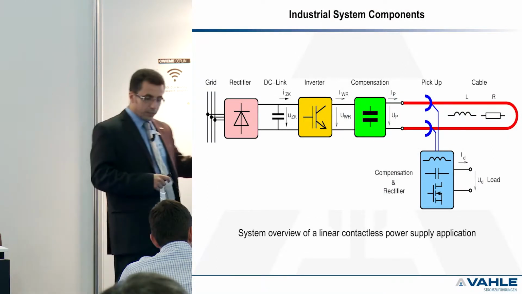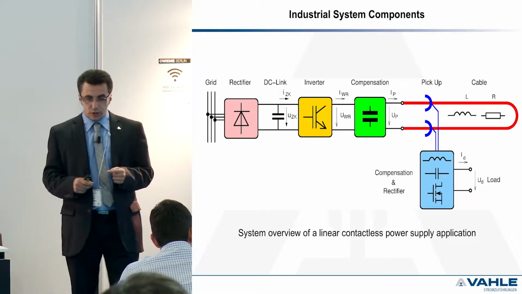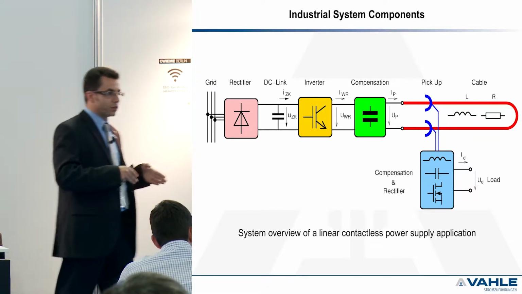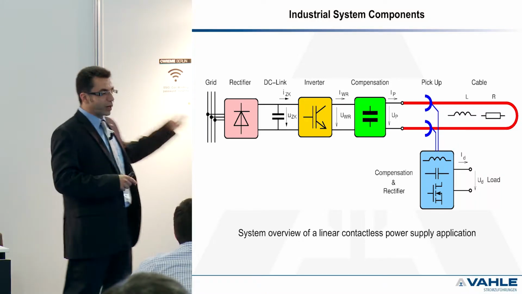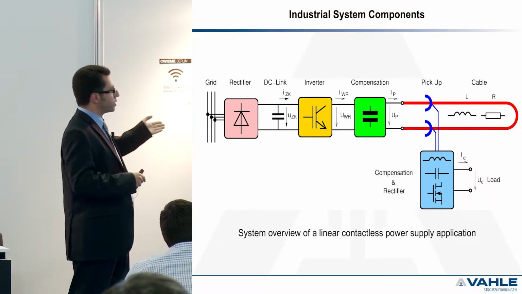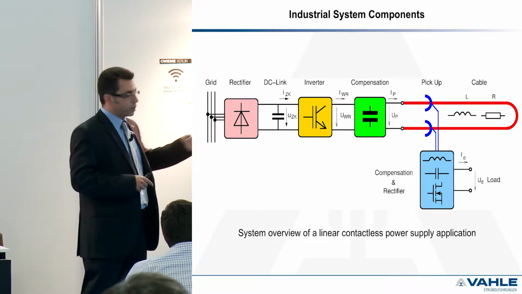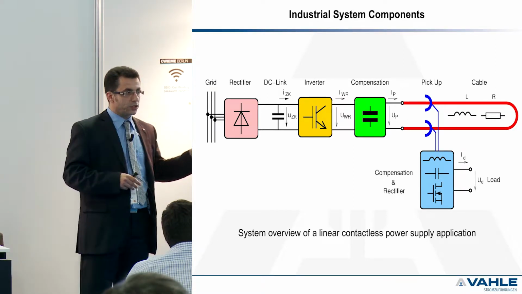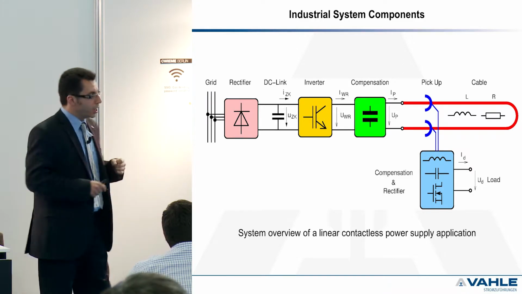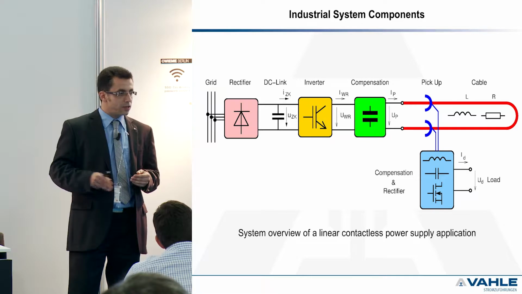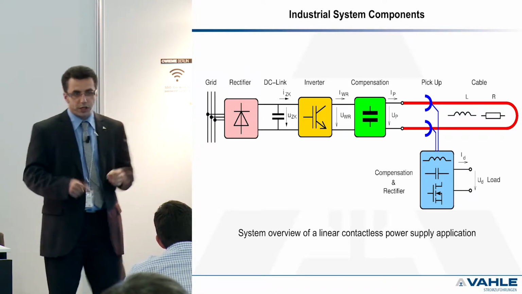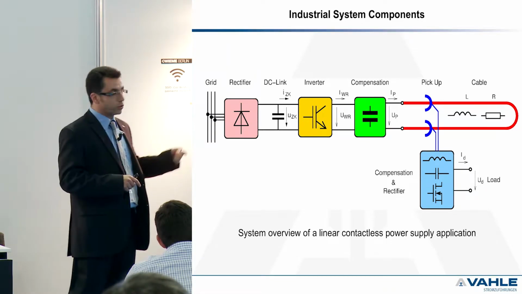For instance, this is the circuit we've got here. The system is built out of some power electronics components. We've got a rectifier to get a DC voltage from the grid. Then a very simple inverter, an H-bridge inverter, produces an AC, square-shaped voltage out of the DC link, and then it goes into the compensation.